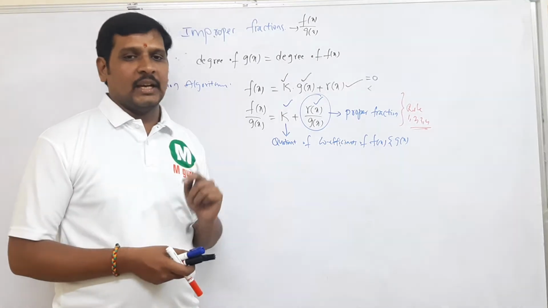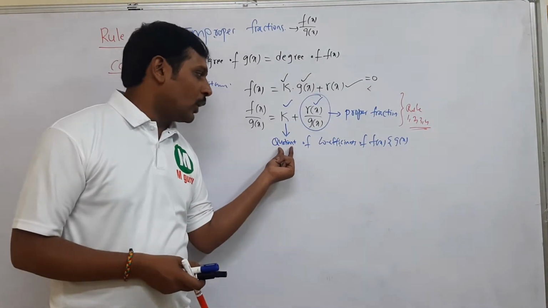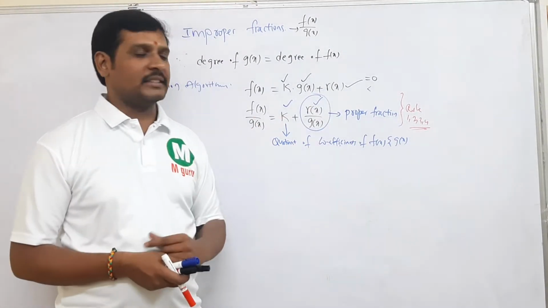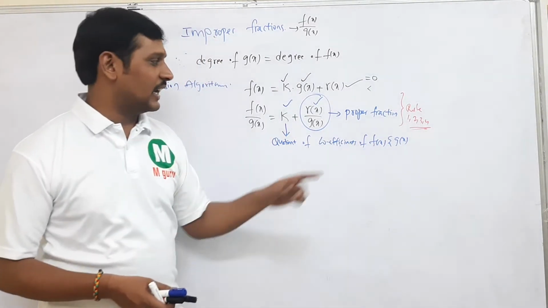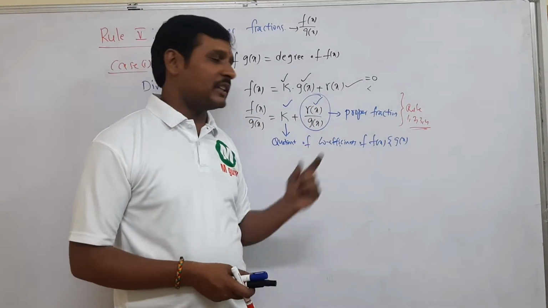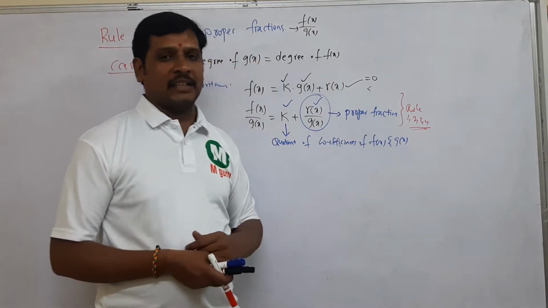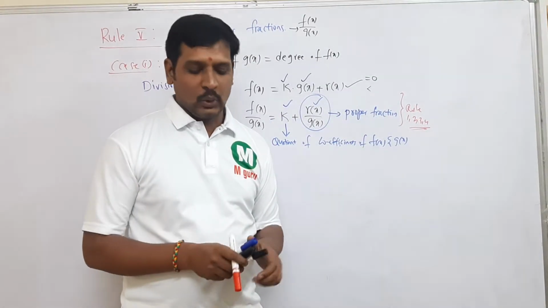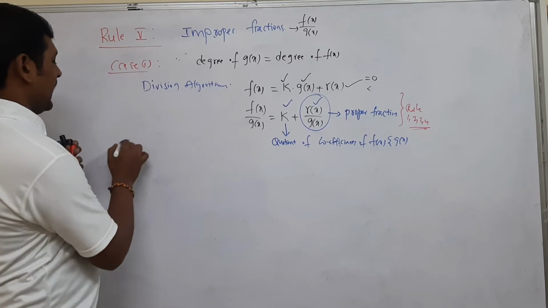k is a constant. Which constant? A constant obtained by taking the quotient of the coefficients of f of x and g of x, nothing but the division of the highest terms of f of x and g of x. And what is r of x by g of x? r of x by g of x converts into a proper fraction, and this can be done using any one of rules 1, 2, 3, 4. And coming to the second case, what is case 2?